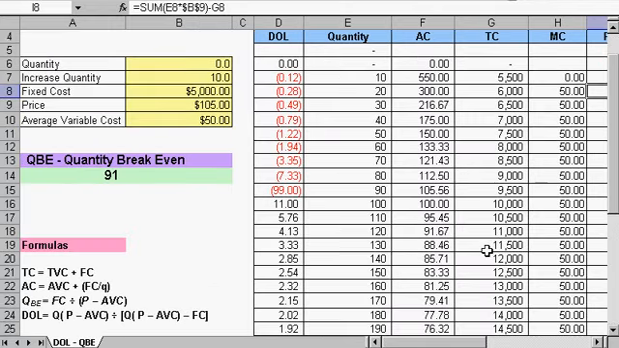As we come down lower, we want to know when we're going to break even because we don't want to continue to lose money. So our quantity break even will be 91. And here's the formula for how we arrive at that number. That's calculated here. Our degree of operating leverage formula is here, and that is calculated here.